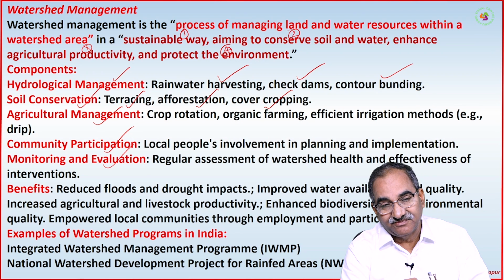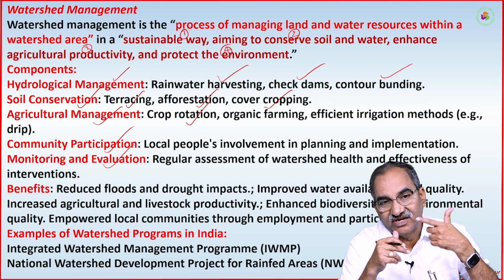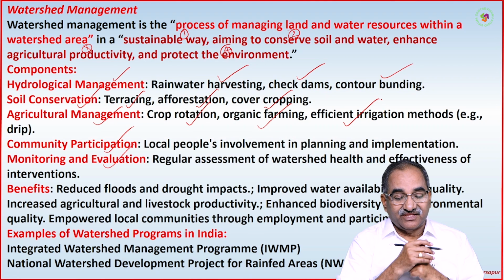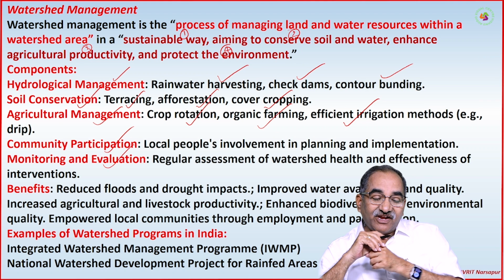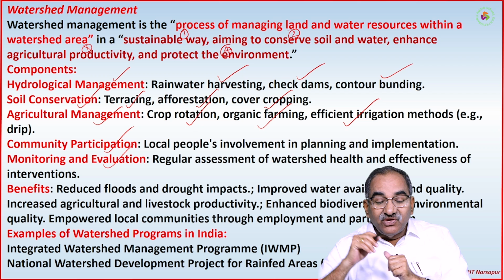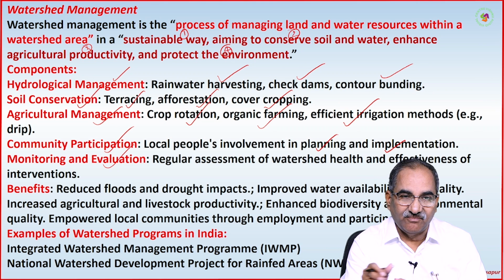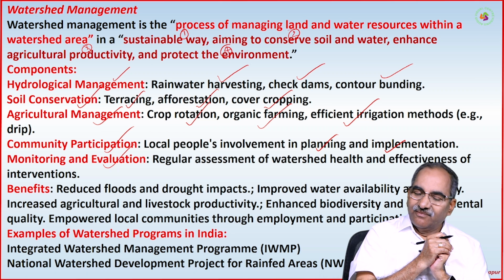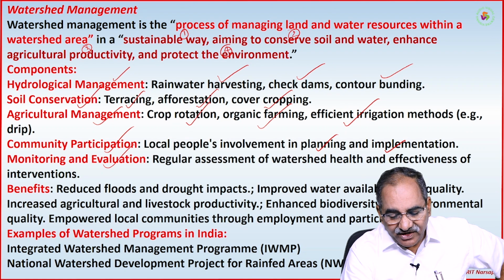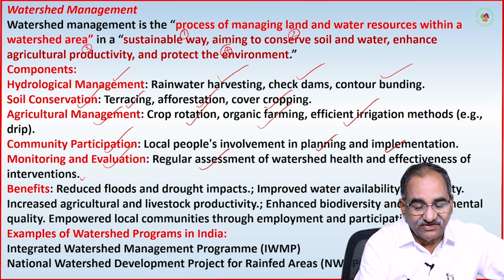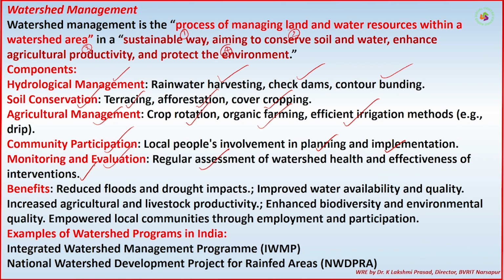Then agricultural management: crop rotation, so that naturally the yield will be very high, organic farming, and efficient irrigation methods such as drip. Community participation means local people's involvement in planning and implementation of the above. Apart from that, monitoring and evaluation means regular assessment of watershed health and the effectiveness of the interventions you are making, which gives you a better way of managing the watershed.